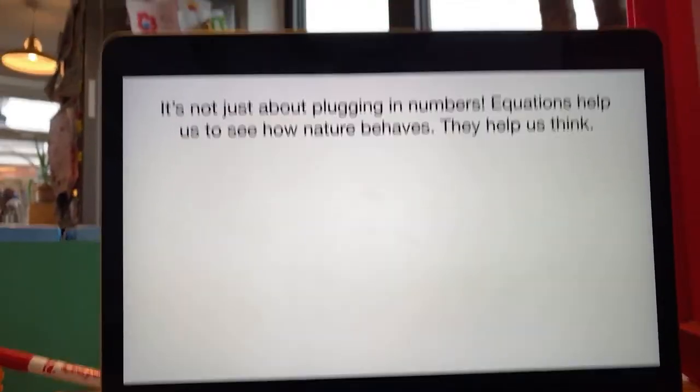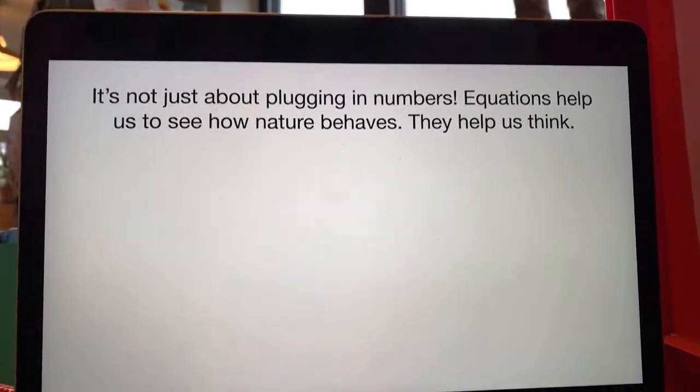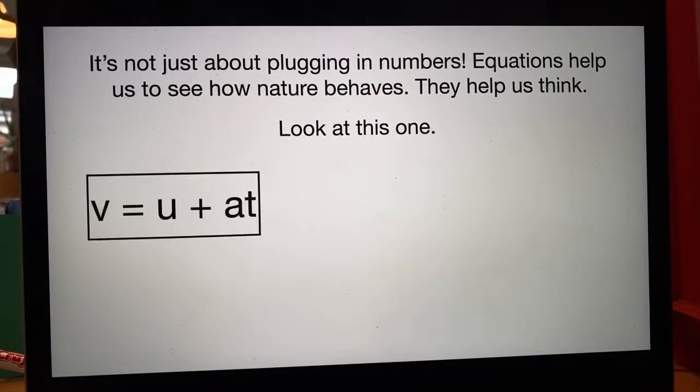Let me show you how all this fits together. Equations are not just plugging in numbers. Equations help us to see how nature behaves. I don't know why it's always YouTube that my phone holder goes wonky. Here we go. Equations help us to think, okay? So have a look at this one.